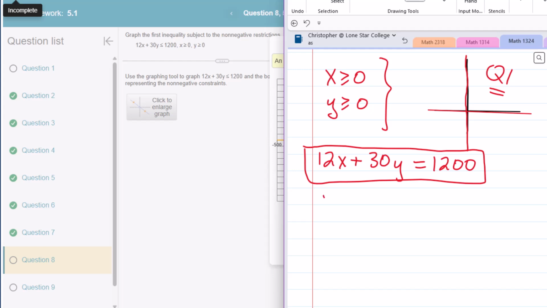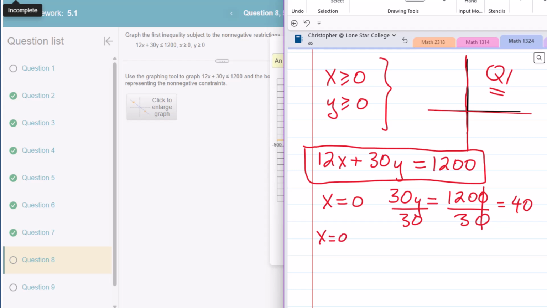All right, so I said x equals 0. Well, that would give me 30y is 1200. And so I'm going to divide by 30. So cancel one of those. And I see my answer is 40. Okay, so x is 0 and y is 40.